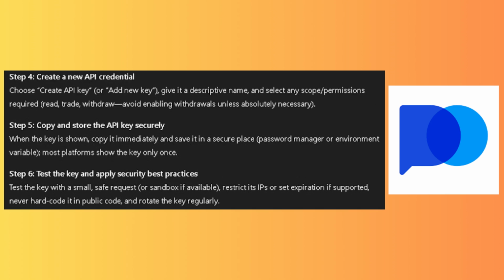Create a new API credential. Choose create API key, give it a description name, and select a scope or permission required, such as read, trade, or withdraw, avoiding enabling withdrawals unless absolutely necessary.